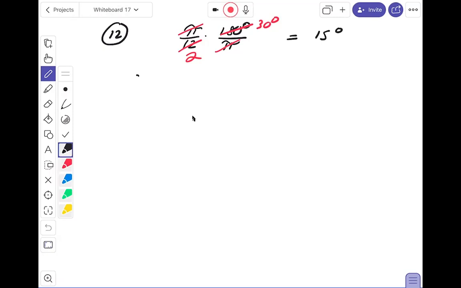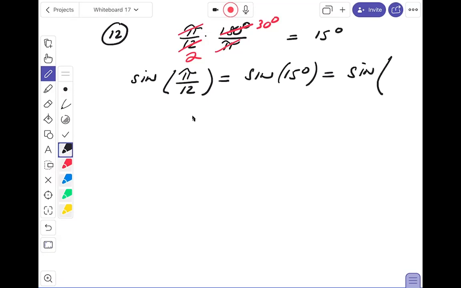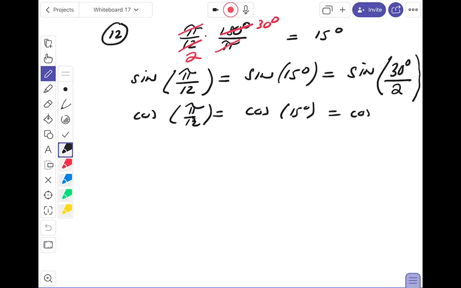What do they want to know? They want to know the sine of pi over 12 or the sine of 15 degrees. Now my claim over here, they said use half angle formulas. So I'm going to write this down as a half angle. Sine 30 degrees over 2. All right, that's letter A. We'll do that later. And letter B is cosine pi over 12. That's going to be cosine 15 degrees, or the cosine of 30 degrees over 2.